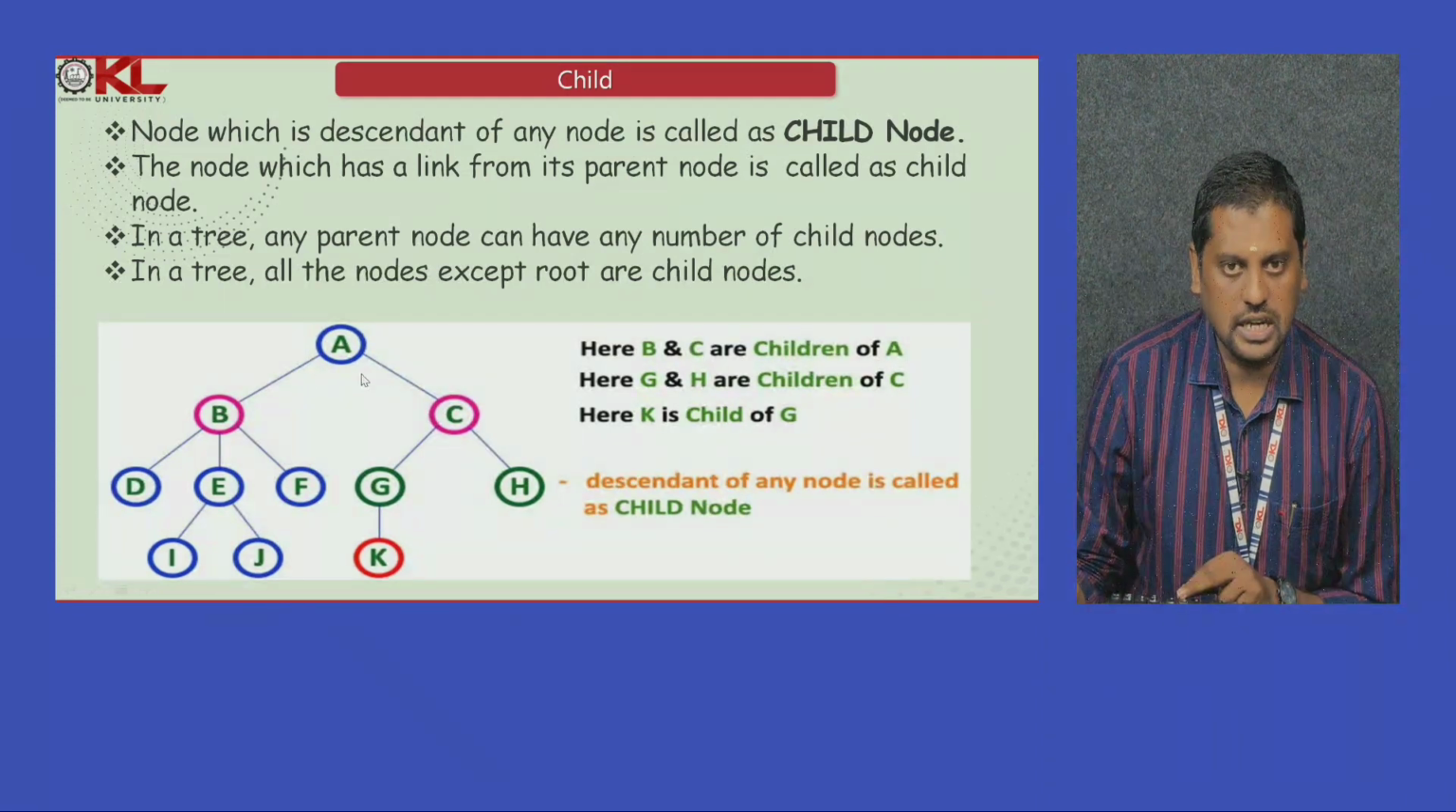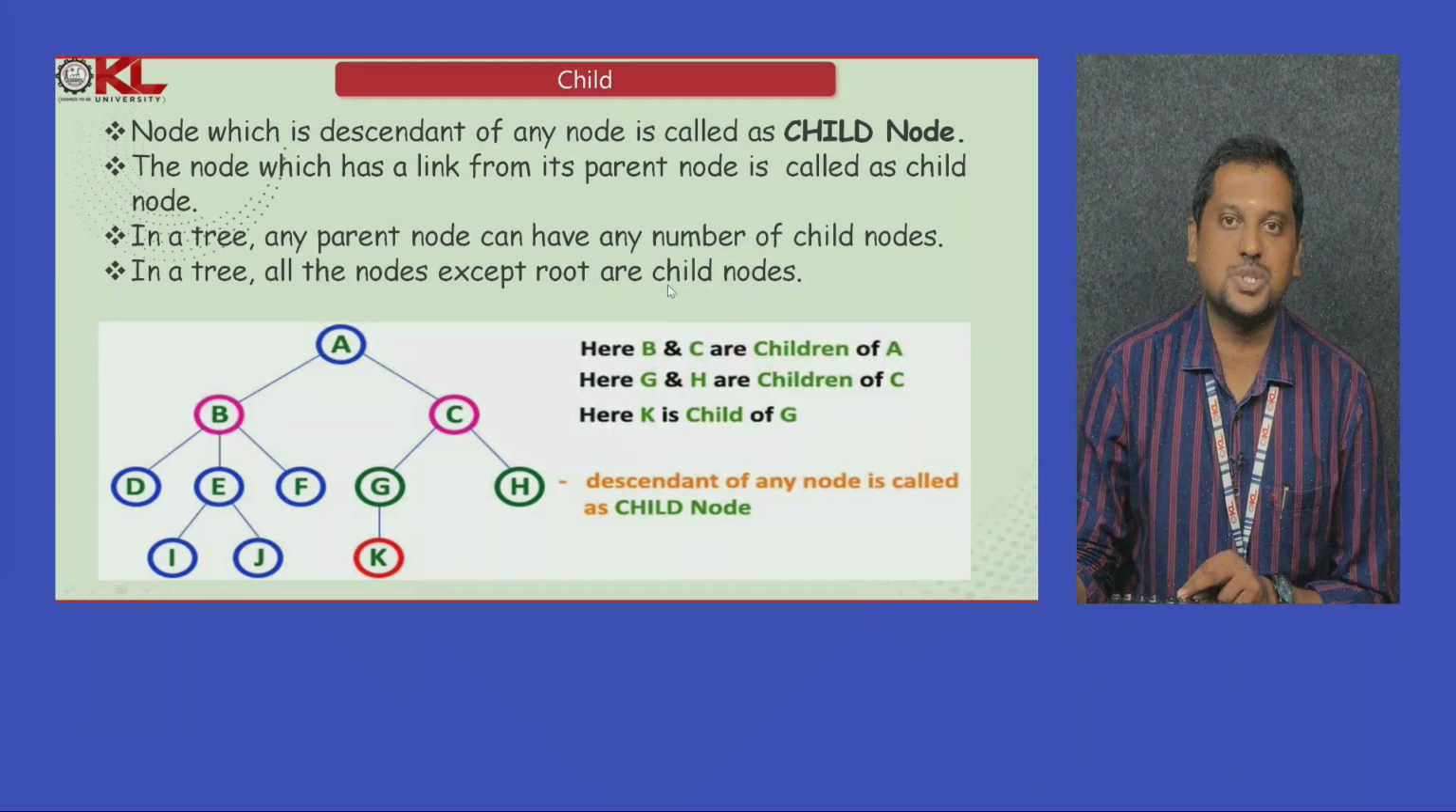Here, in the given example, nodes B and C are children of parent node A. Here, nodes G and H are the children of C. Here, K is the child node of G. That is why we say a descendant of any node is known as a child node.